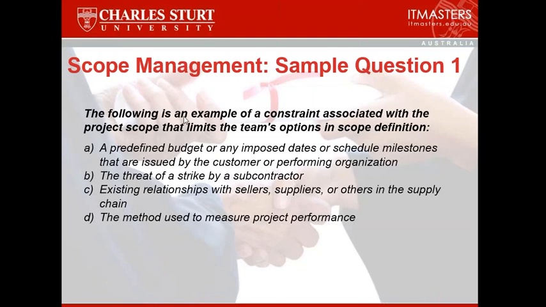So before you do that, let's just read out the question. The following is an example of a constraint associated with project scope that limits the team's options in scope definition. So what do we mean by a constraint? A constraint is something that the project manager has to work within and realizes that they haven't got a completely open slather, that, for example, the budget is a constraint, the time schedule is a constraint. So the first answer to that one is a defined budget of any imposed.